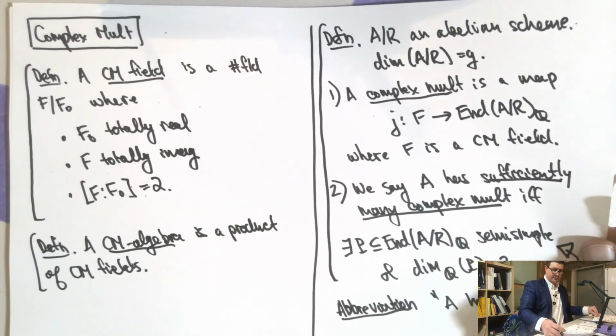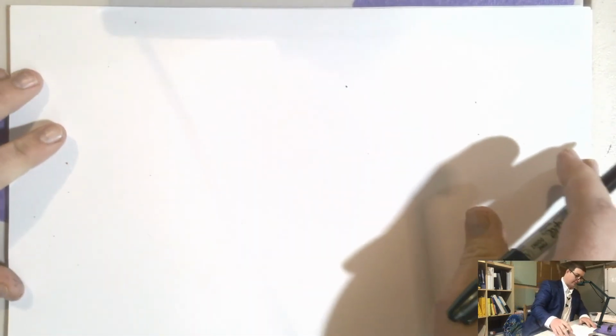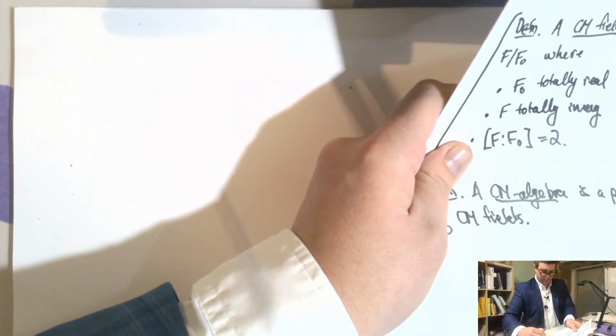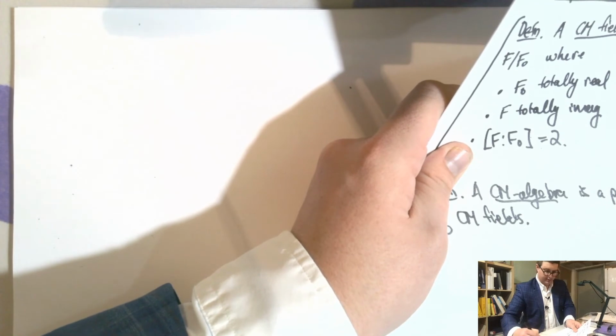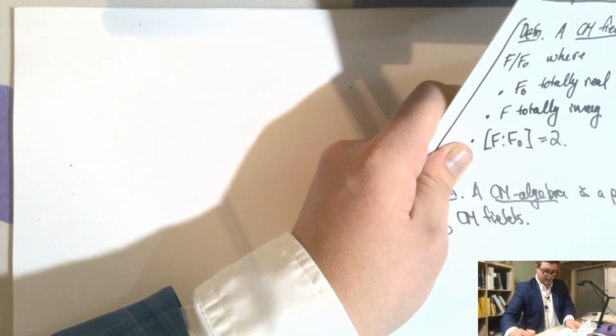So there are maybe some remarks in order. Just a quick remark: (2) implies P is a CM algebra.